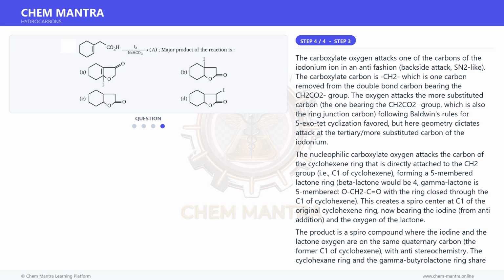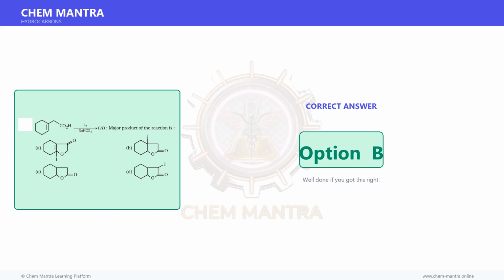This would require 6-endo-tet cyclization and different regiochemistry, the 5-exo-tet pathway. Baldwin's rules favored, giving the spiro product is preferred, and anti-addition places I on the spirocarbon, not on the exo-carbon. Therefore, the correct answer is B. Therefore, the correct answer is option B.